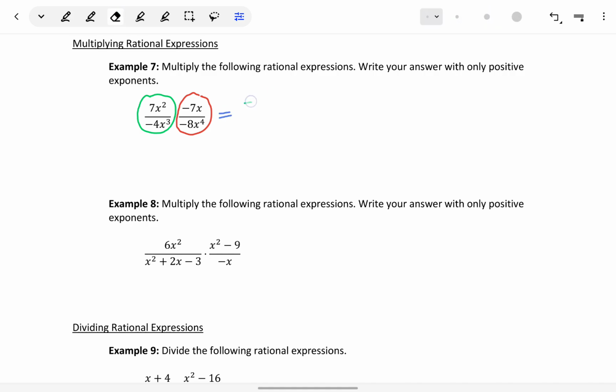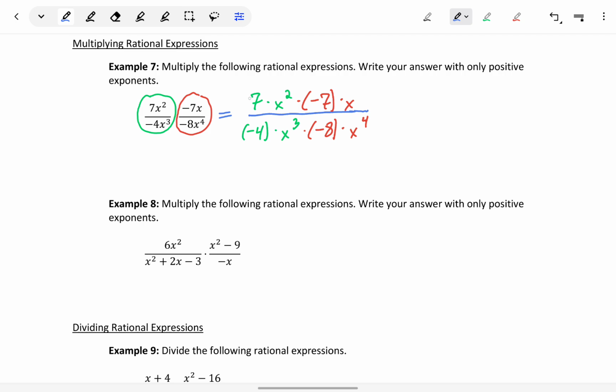Multiplying straight across, we can rewrite this as 7 times x squared times negative 7 times x all over negative 4 times x cubed times negative 8 times x to the fourth. Now everything combined is a single rational expression. I haven't multiplied anything together because we're going to look for where we have factors in common.